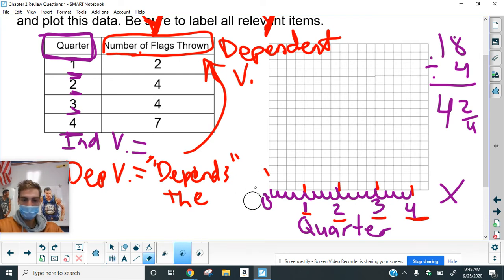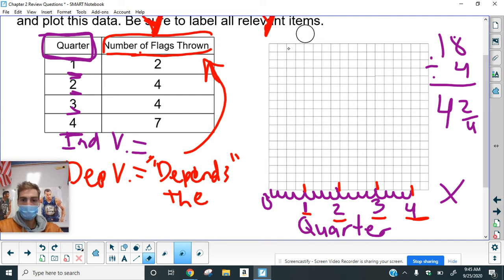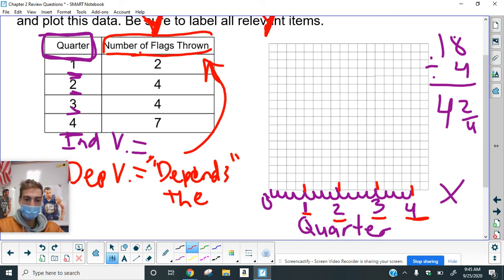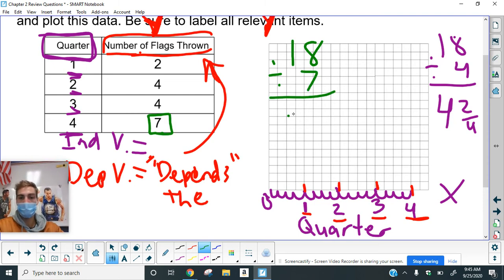So I'm going to get rid of that here. Get rid of this too. And I'm assuming that this is about 18 markers as well, or 18 squares going up. So now I'm going to do 18 divided by my highest number of flags thrown, which is 7. And that's going to give me 2 and 4 sevenths, right? 7 goes into 18 twice with 4 left over.